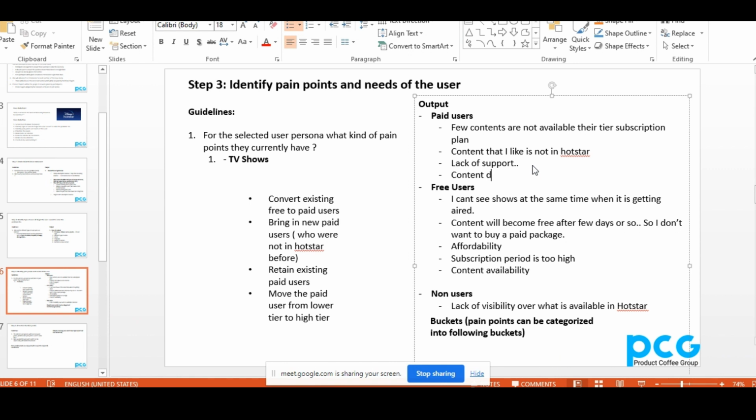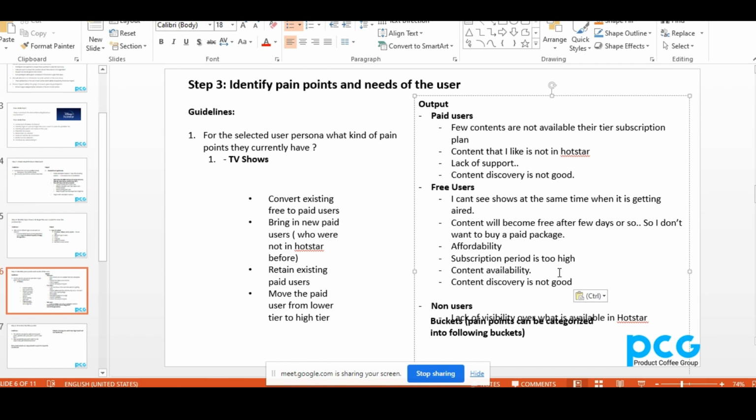Because we have a user persona of paid users. Even this could be for free users as well, no? They are not able to discover the content. Agreed. This is actually the core problem, because people are not able to utilize the value of Hotstar. If I have to pay something, I need to know what is in Hotstar, and I'm not able to figure that out.